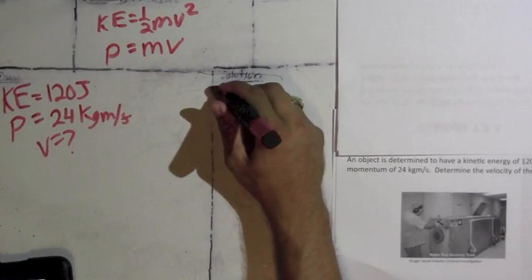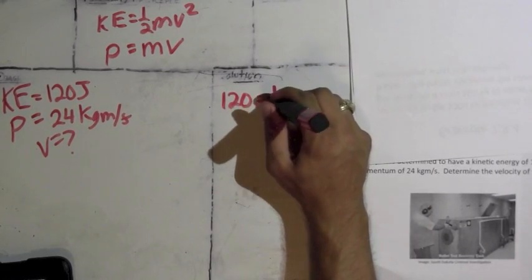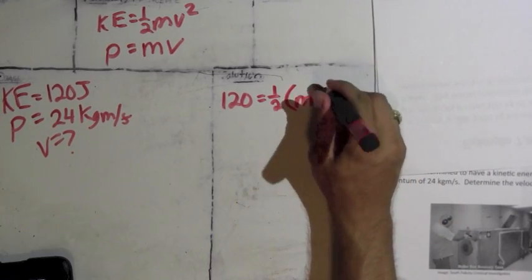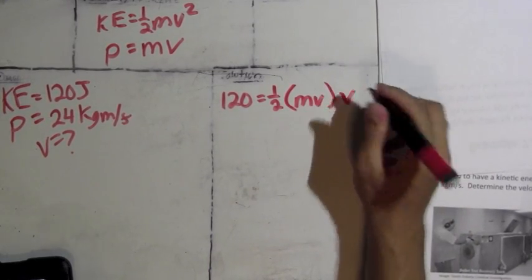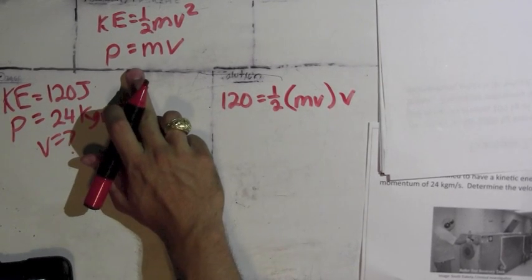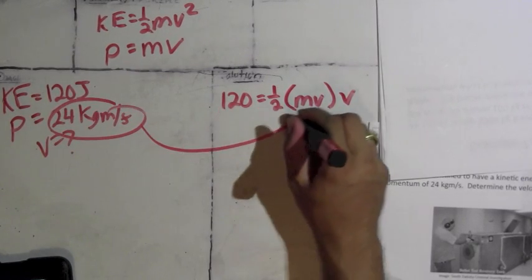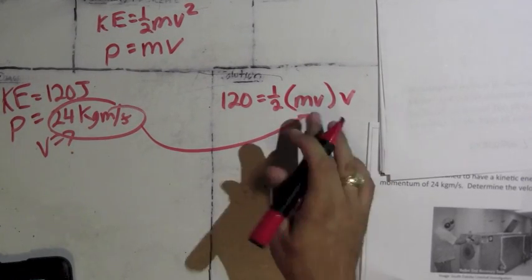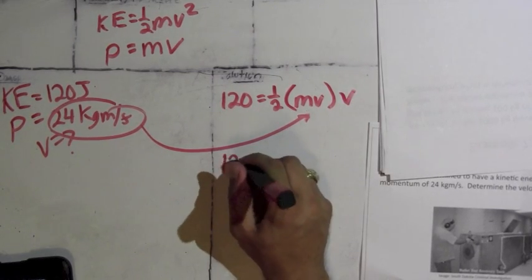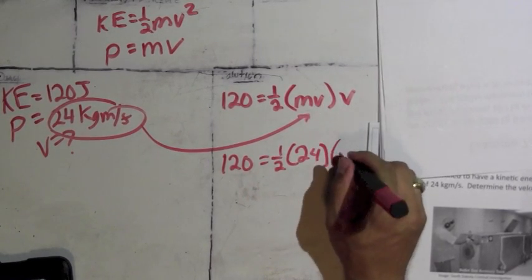Okay, so I can say that 120 is equal to 1/2, and then I'm going to pull this out real quick, mass times velocity times velocity. Realize that momentum is equal to mass times velocity. So if I take this number right here and I plug it in right there, what I basically have is an equation in which I don't know the velocity term. I have 120 is equal to 1/2 of 24 times v.